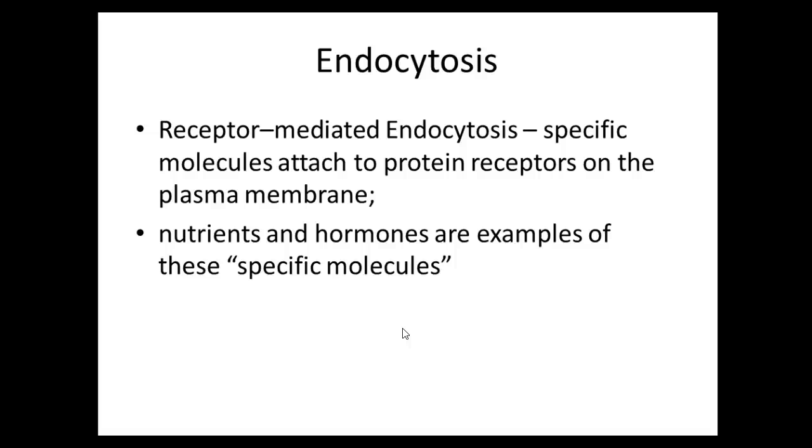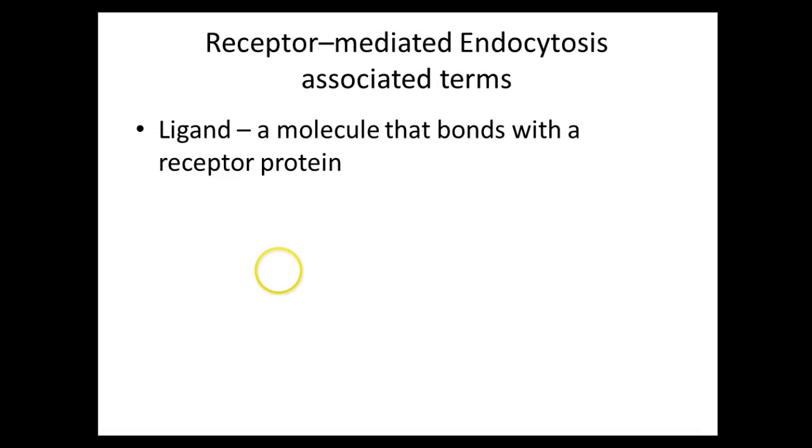Now we have receptor-mediated endocytosis. And this is where specific molecules will attach to protein receptors on the plasma membrane. These specific molecules might be nutrients, or very often these are hormones. And these are then taken into the cell. Okay. Now we also have a term ligand, which is associated with this idea of receptor-mediated endocytosis. And a ligand is a molecule that bonds with a receptor protein.